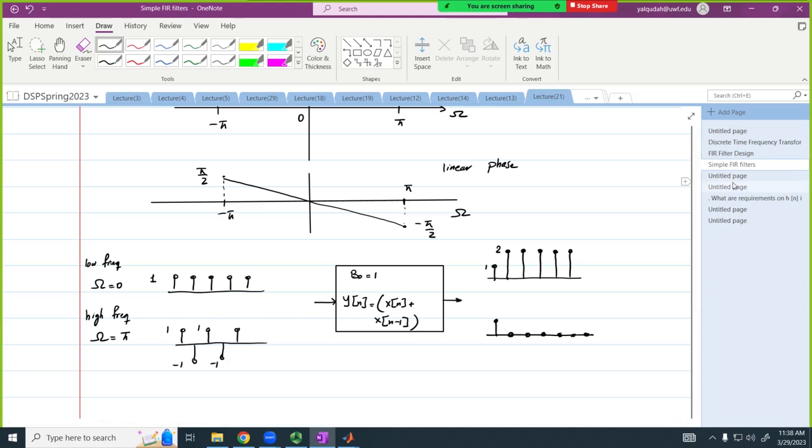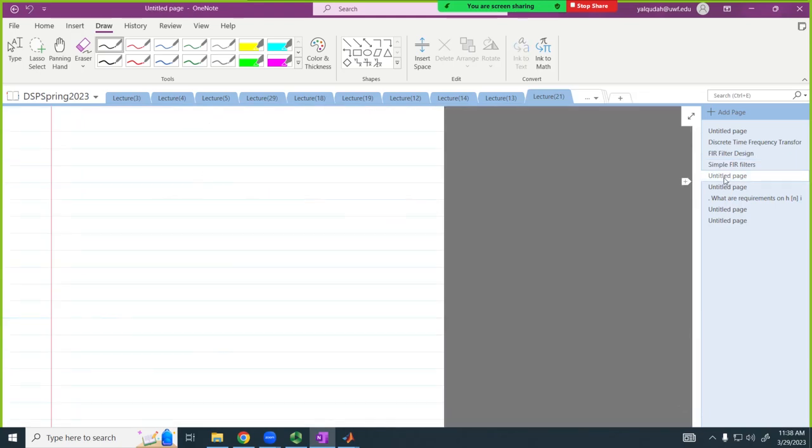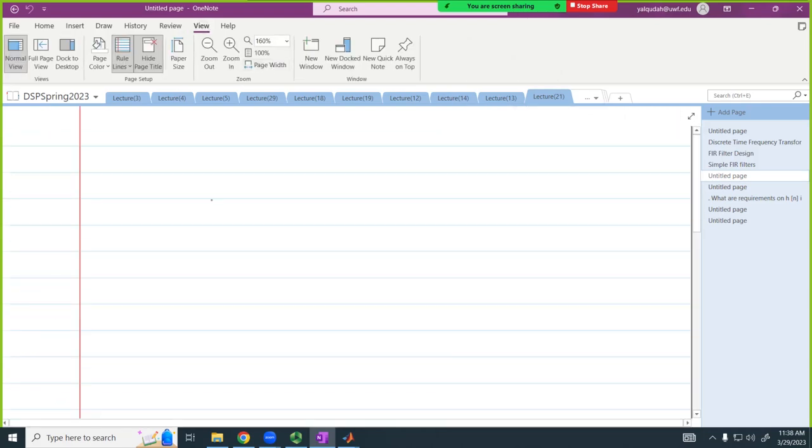Okay, let's look at another example. And this is a difference filter. y of n equal to a constant multiplied by x of n minus x of n minus 1. What do you think this filter is going to be? A high pass. How do we get H of e to the j omega from this filter?